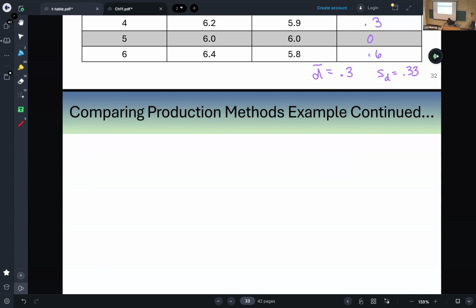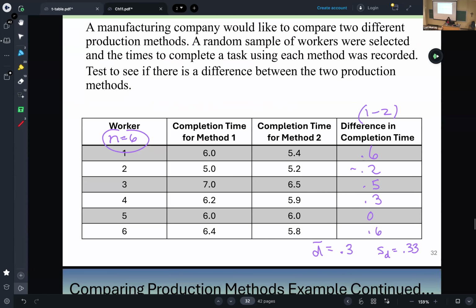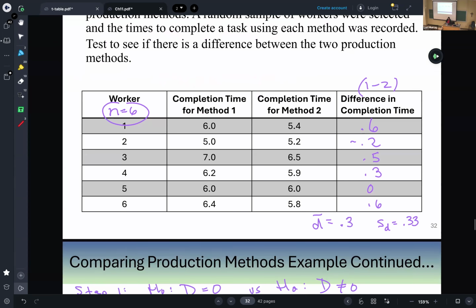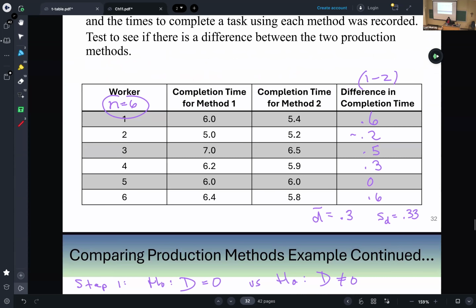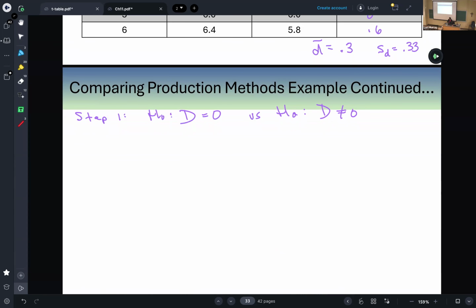So we just go step 1. The H naught is that the difference is equal to 0, capital D, because it's the population, versus the alternative that the difference between the times is not equal to 0. So we're comparing the completion times between 6 workers to see if there's a difference in 2 different production methods. You use the same workers and then you run this related test.